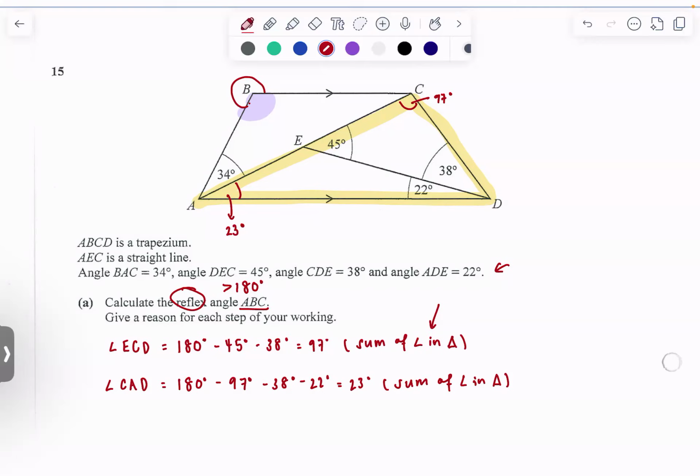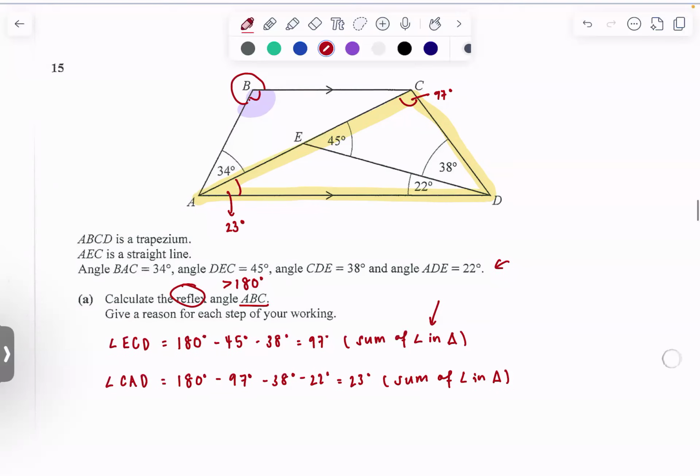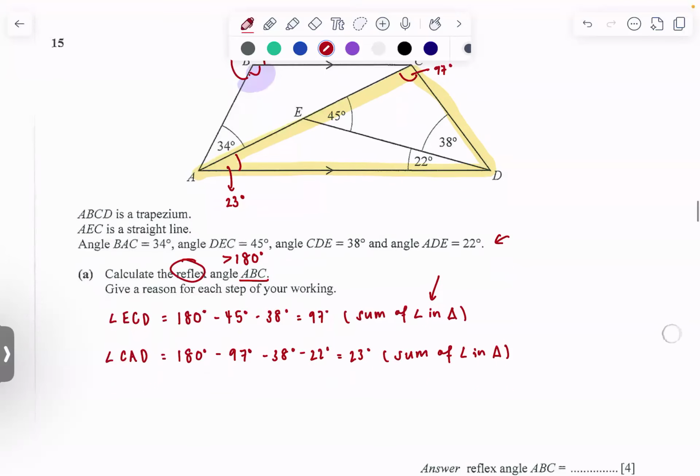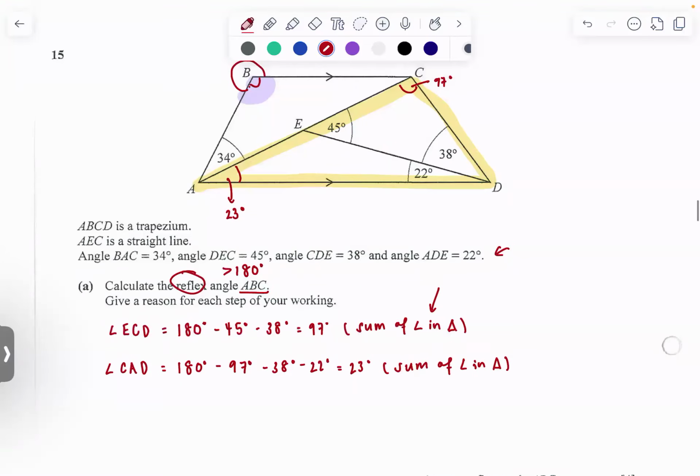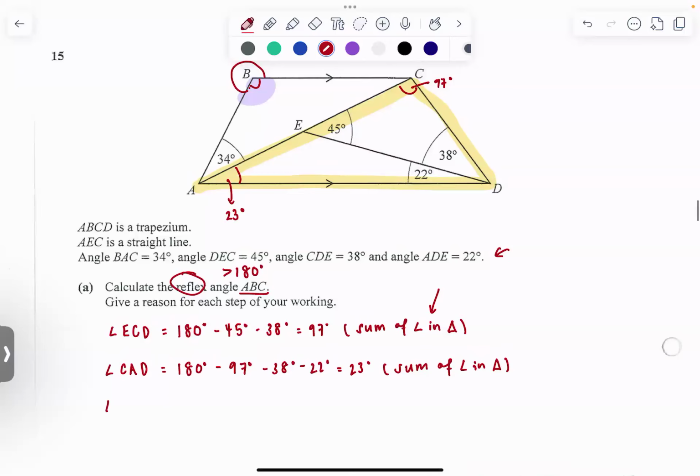I can go ahead and find angle ABC already. Right? I can actually find this angle, this non-reflex angle. Acute angle actually. Is it acute? No, not acute, sorry. This normal angle ABC. Right? And that is 180 minus 23 minus 34. That should give me 123.